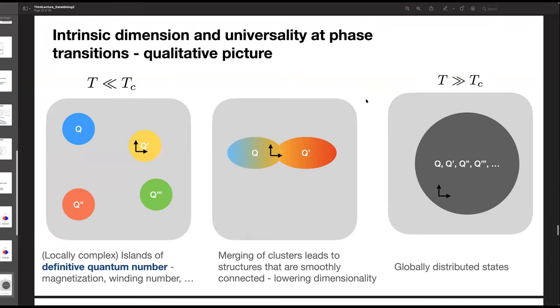Now, one can draw out of this simple PCA analysis the following universal picture: data structures across phase transitions have three regimes. They have a regime where the temperature is very small, where we have a number of clusters that corresponds to different quantum numbers of our theory. In the Ising model, there will be two clusters. If it were the three-state Potts model, there will be three. If we were dealing with the XY model, we will have a number of clusters which are labeled by the winding number.